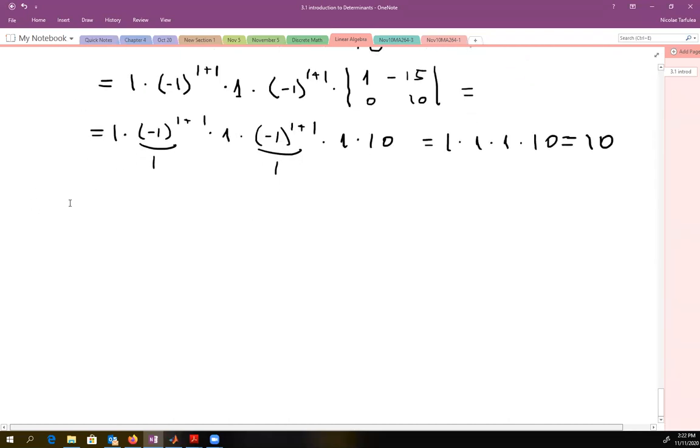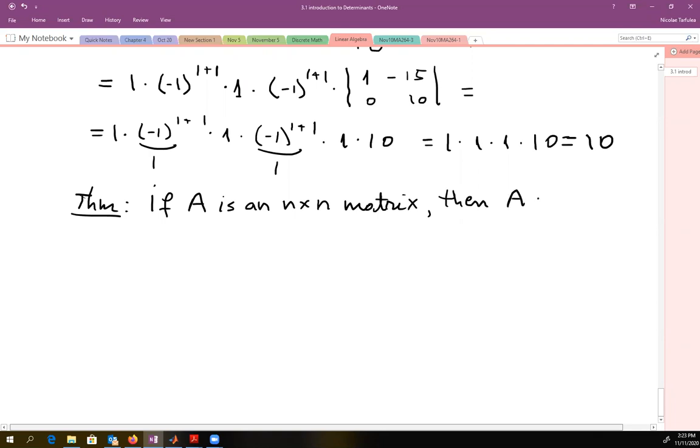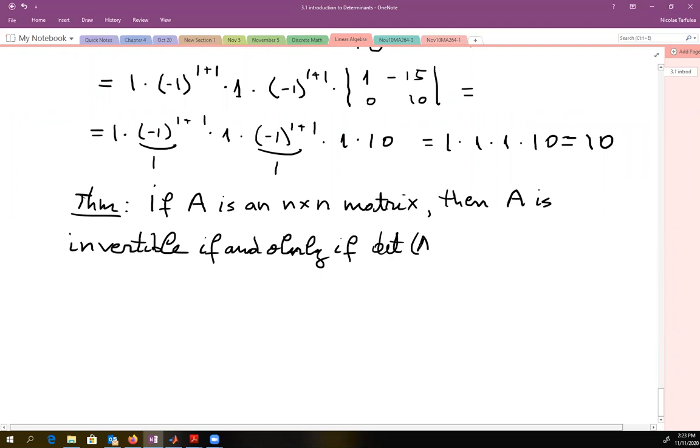And let me tell you another, I can call it a theorem actually. This theorem says that if A is an n by n matrix, then A is invertible if and only if the determinant of this matrix is non-zero.